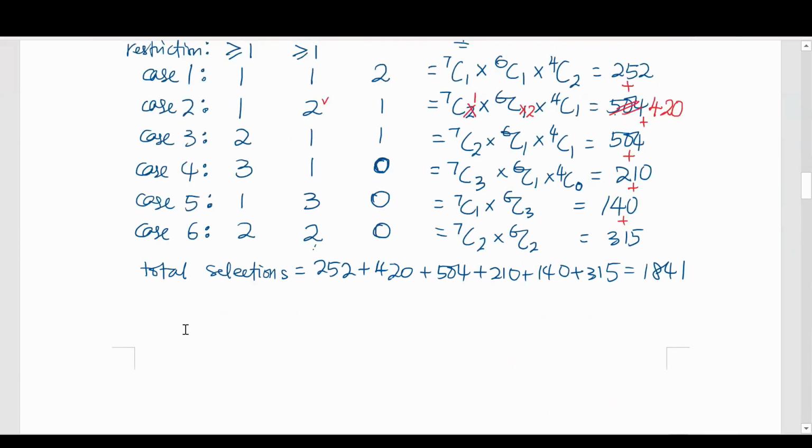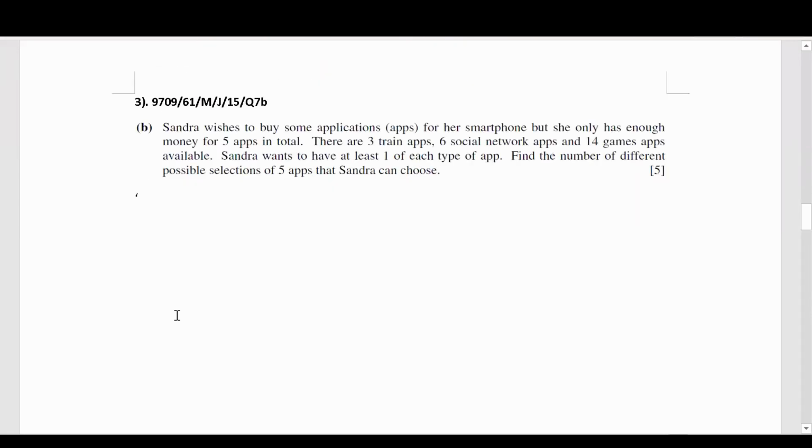Right, now we have the third question. The third question is from May June 2015, variant 6.1. Okay, so please try this question, which is similar to the questions we discussed just now. Write down your answers in the comments below. Right, in the next video, we will continue with specific persons or objects that must be included or excluded. See you in the next lesson. Bye-bye.